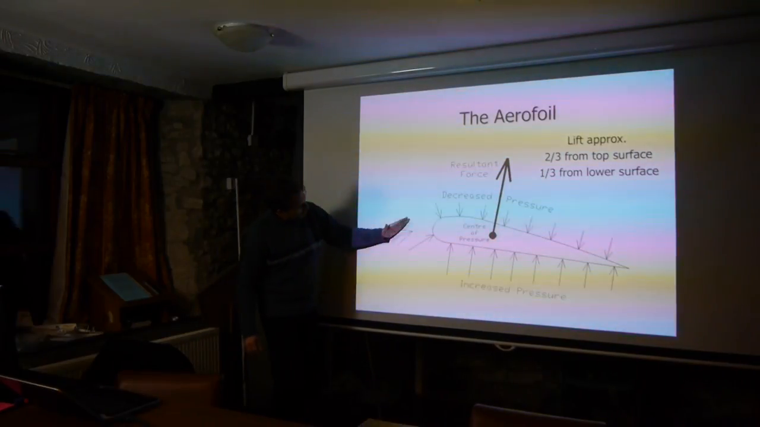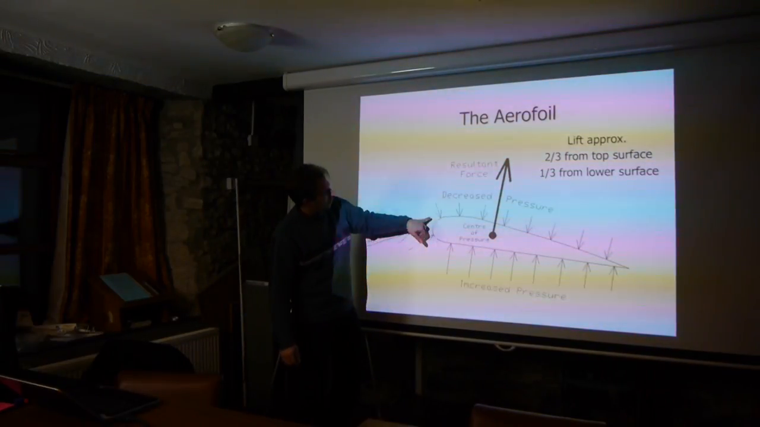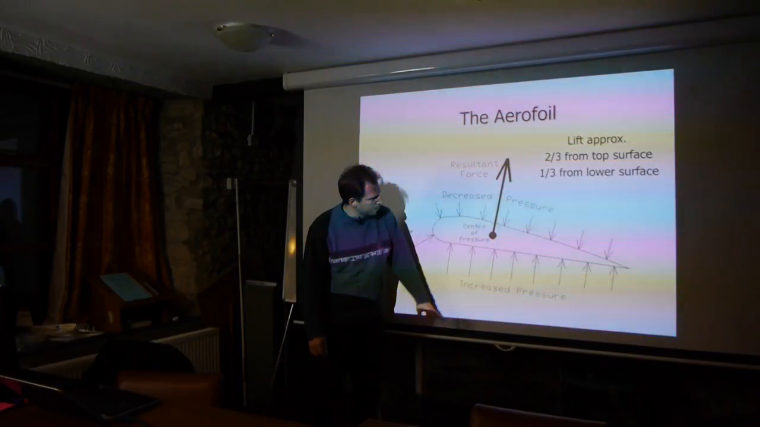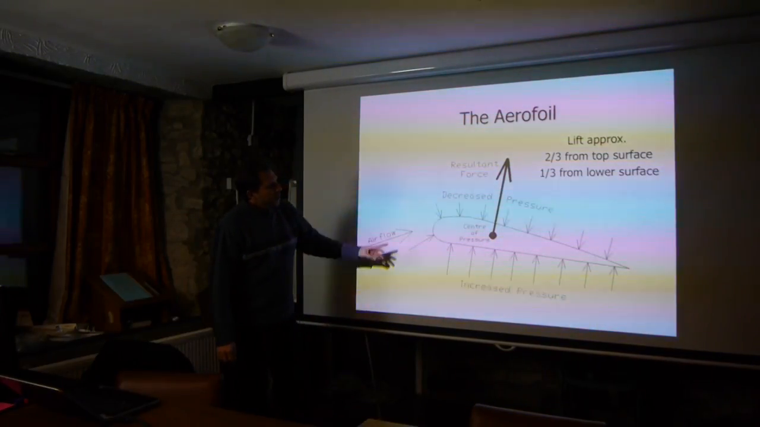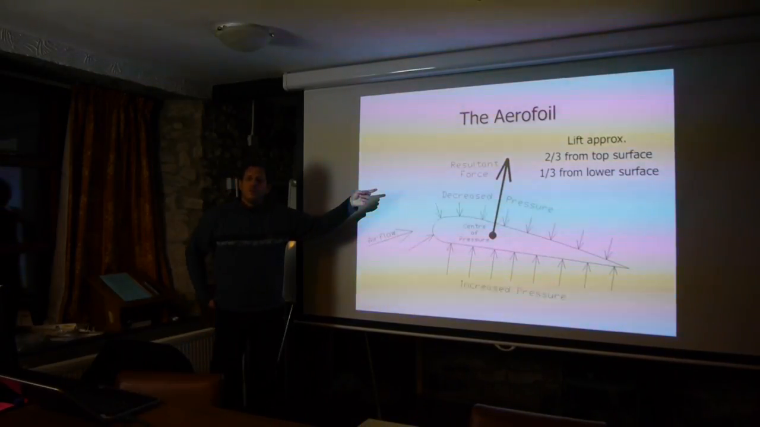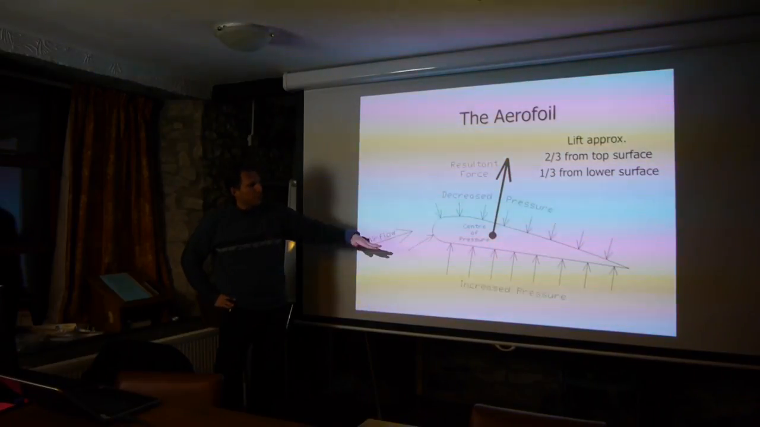So if you've got your airflow coming over there, it just repeats what I've just told you. You've got decreased pressure at the top, increased pressure at the bottom. And the effect is about 1/3, 2/3. So 2/3 of the depression is created at the top, and 1/3 of the increased pressure is created at the bottom. So it's much more efficient at the top than at the bottom.